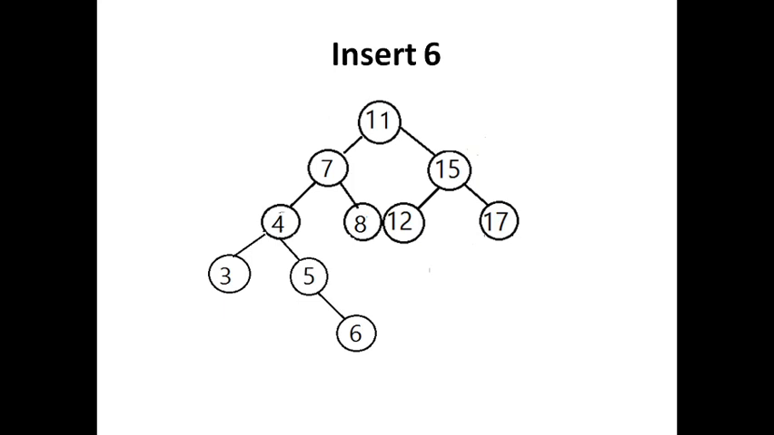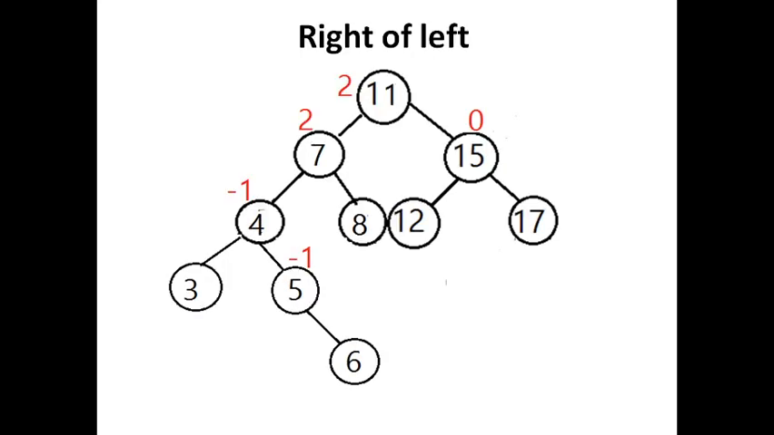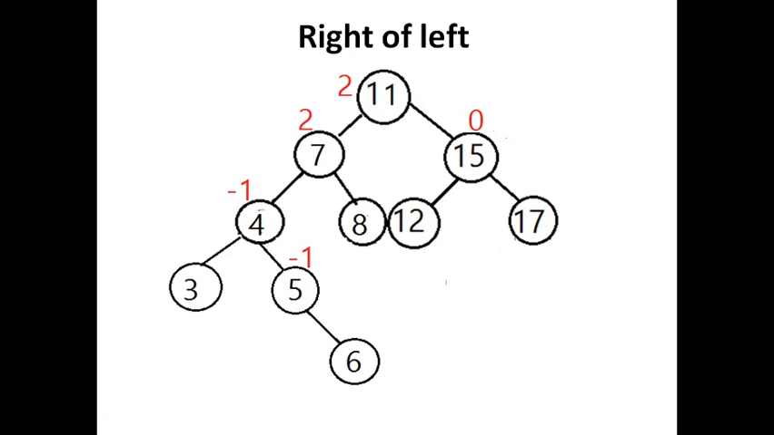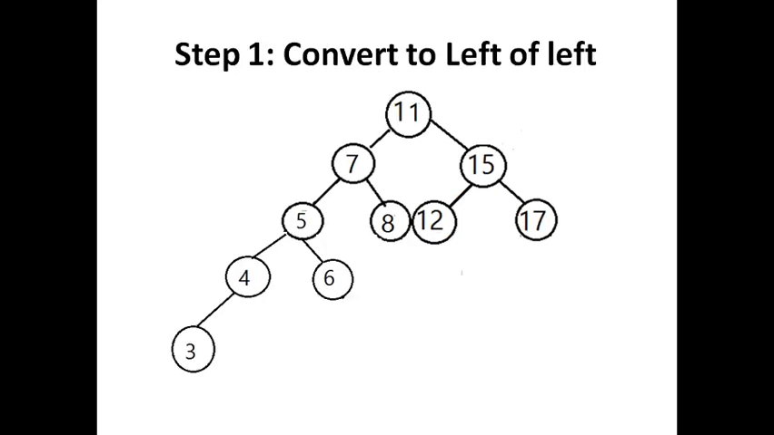So let us check whether this tree after insertion of 6 remains balanced. We have to calculate the balance factor, and the balance factor shows that the tree is not balanced at node 7. So we have to deal with 7, and what case is it? Right of left. Because it is right of left, we have to do two steps. First step is to make it left of left. That means we have to rotate the node like this. So it has now become left of left.